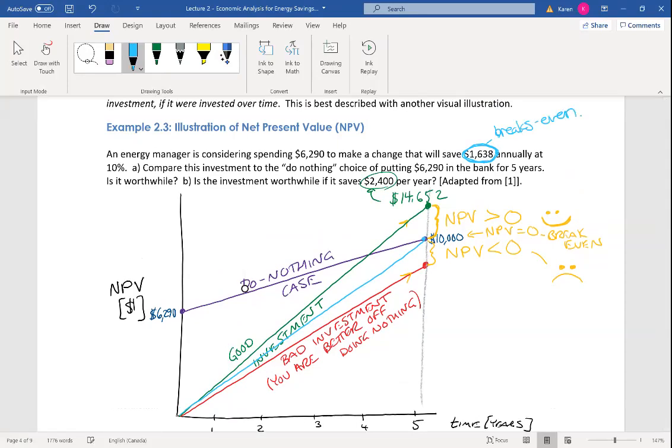So again, this is just for illustration purposes, but what I really need you to know is what net present value is. It's the difference between your investment and the do nothing case at the future time.